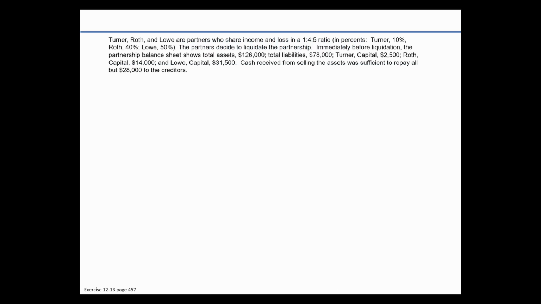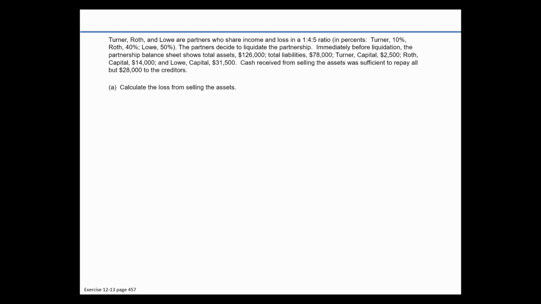And so immediately before liquidation, the partnership balance sheet shows the following: total assets of 126,000, total liabilities of 78,000. Turner had capital of 2,500, Roth had capital of 14,000, and Lowe had capital of 31,005. Cash received from selling the assets was sufficient in order to repay all but 28,000 of the creditors. So they still owe the creditors money, and we have to take that into account as well.